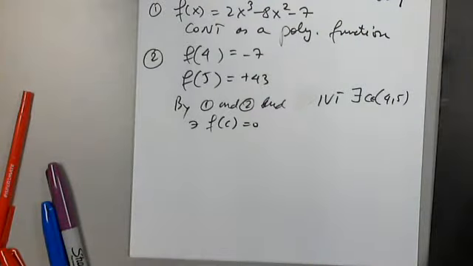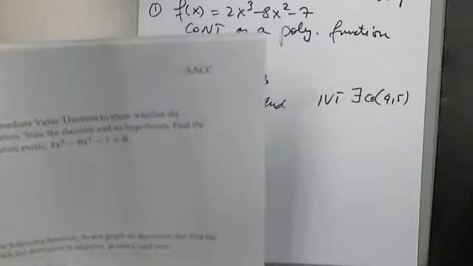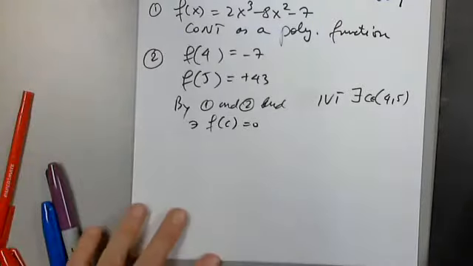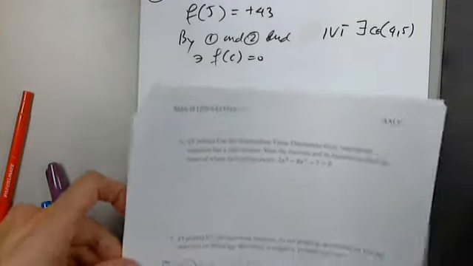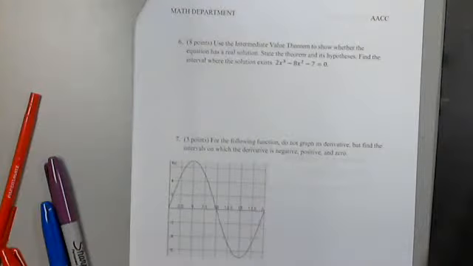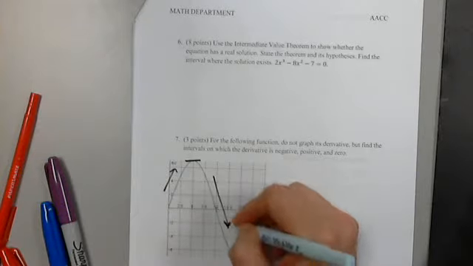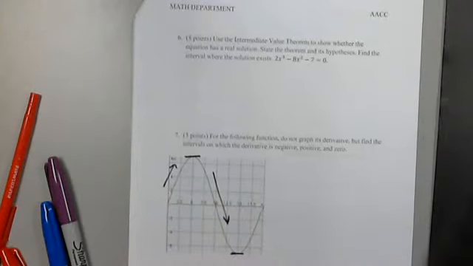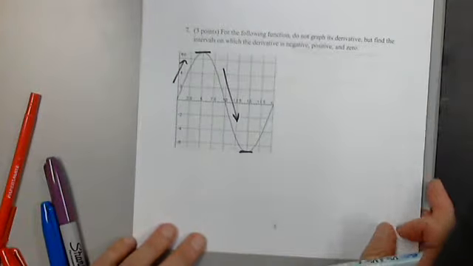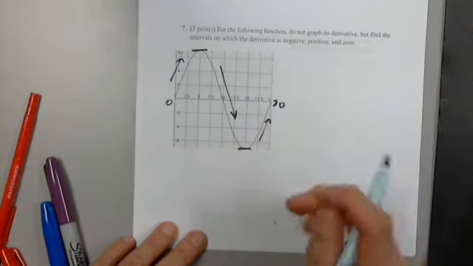Next question. We are given a graph. It says, do not graph the derivative, but find the intervals on which the derivative is negative, positive, or 0. So here's the function. What can we say about this function? We can say that it's increasing, and then it has a peak, and then it's decreasing, and then it has a peak, and then it's increasing on the interval between 0 and 20.